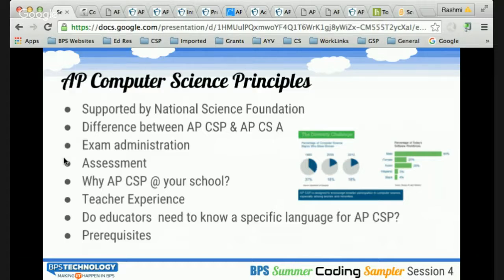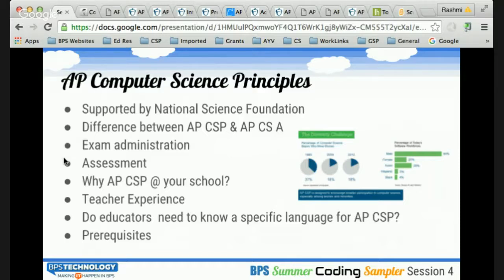When we look at exam administrations, the AP Computer Science Principles exam will start taking place from May 2017. Dates might vary, but the details will be updated by the College Board. May 2017 is when they will be launching the exam for AP Computer Science Principles.